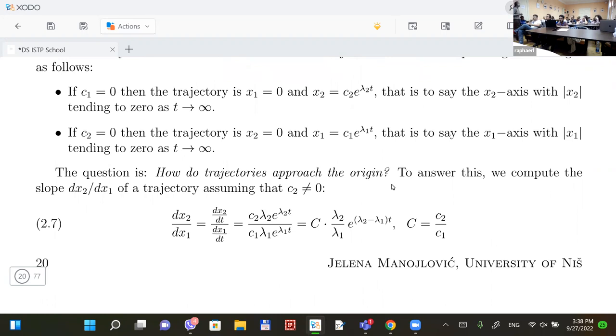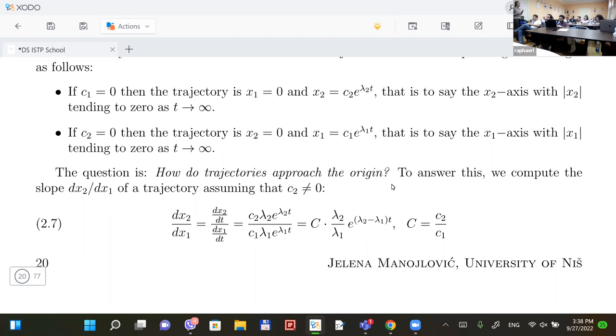So the next question is, for now we know that we will approach the origin as time increases, but how exactly do the trajectories approach the origin? Remember what we said: the trajectory is a curve in x1, x2 whose parametric expressions are given by the solution.